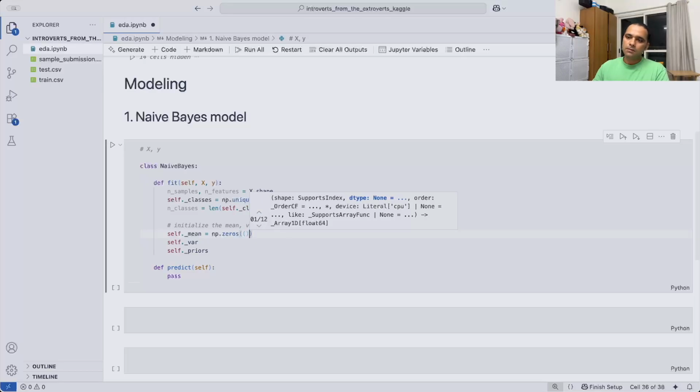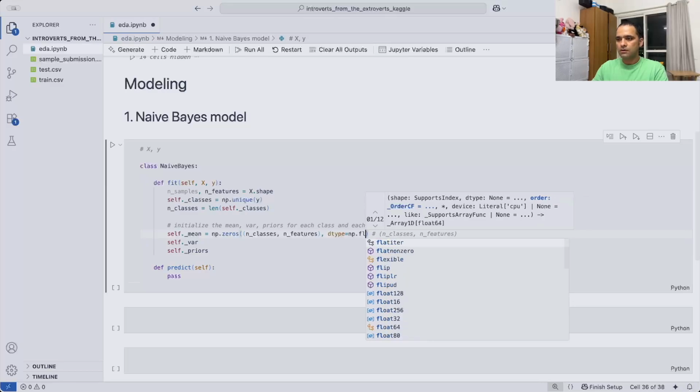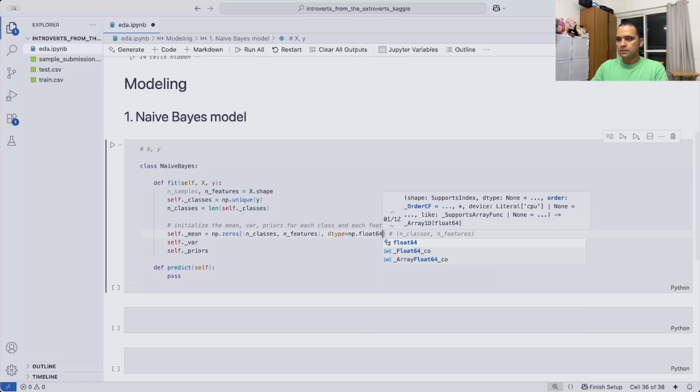So here this would be of the shape n classes by n features, because for each class, let's say for class y0, each feature will have its own mean, its own variance. Therefore the shape of this self dot mean would look something like this, and we can type np dot float64.